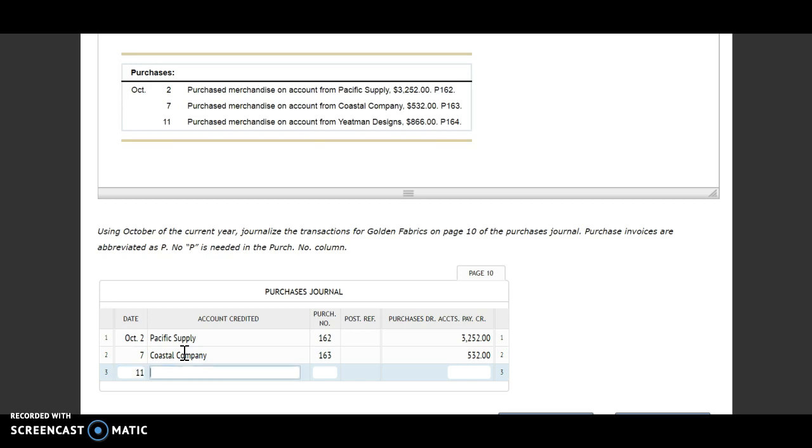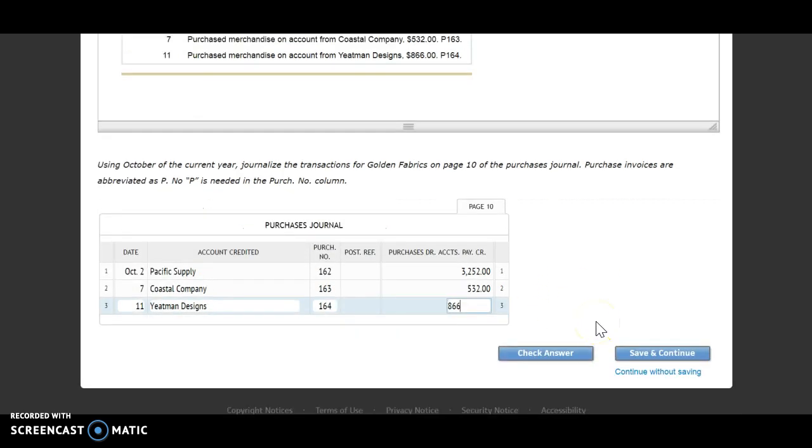Last one, the 11th, I purchased merchandise on account from Yeatman Designs, 866, purchase invoice 164. I'm going to put in my vendor name, my purchase number of 164, and the amount of 866, which is a debit to purchases and a credit to accounts payable.